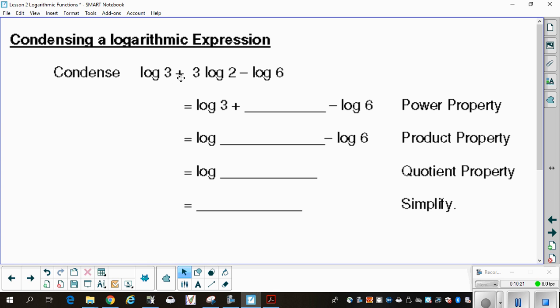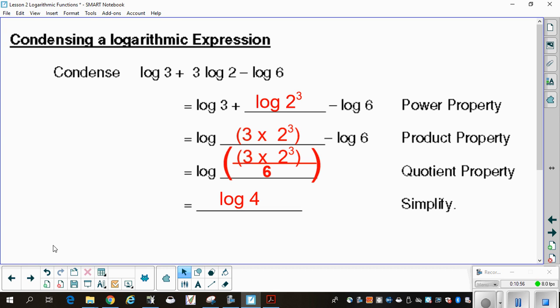So log of 3 plus 3 log of 2 minus log of 6. First thing, I've got to put this together. So I'm going to get log of 2 cubed. Now I'm moving left to right, so 3 times 2 cubed is log of 3 times 2 cubed. Then I've got the minus 6. That goes down here in division. Now, because everything is numbers, I can do 3 times 8 is 24. 24 divided by 6 is 4. Log of 4. It's log base 10. Okay, so again, you're just putting things together.